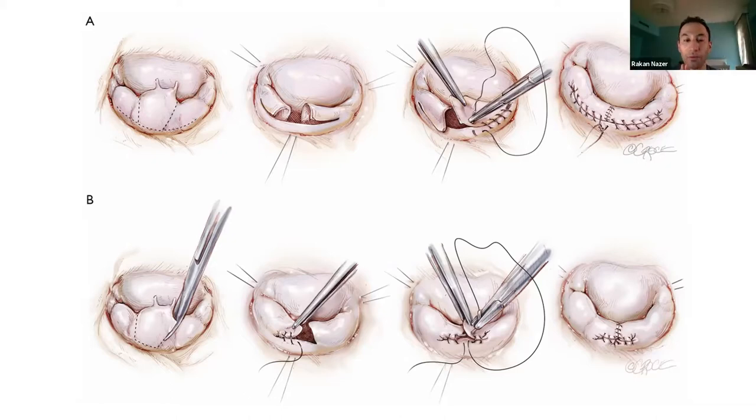Okay, so now the cardiologist has referred both cases to you. Both are severe MR, both functional MR. One has coronary disease, the other one has normal coronaries. Would you do mitral surgery on both?